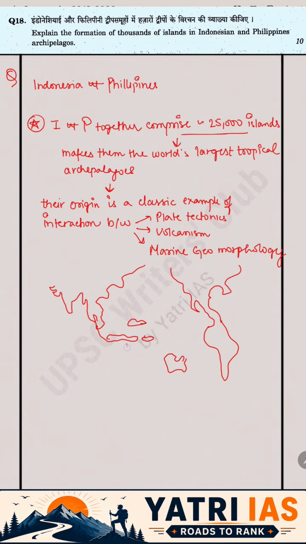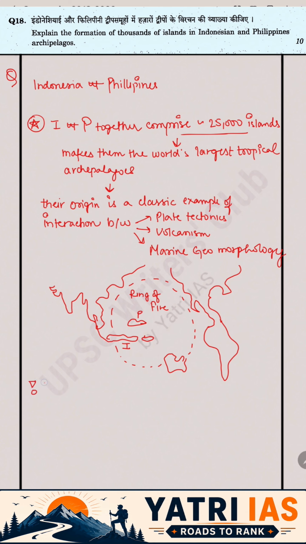So this is Indonesia and this is Philippines, and also demarcate this region because this region is the ring of fire, a region which is very seismically active, and the most volcanic activities take place in this region. And after mentioning this in your picture, I would provide you a flow chart to make your understanding deeper.